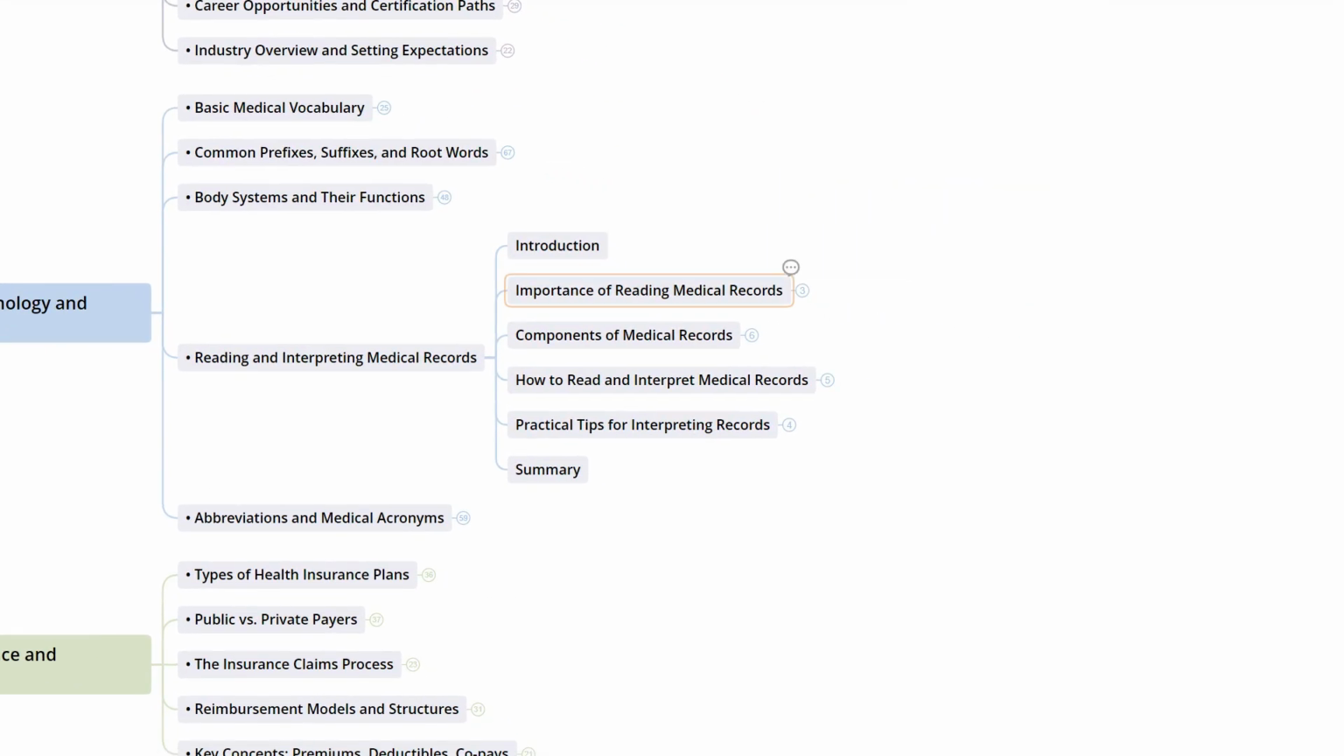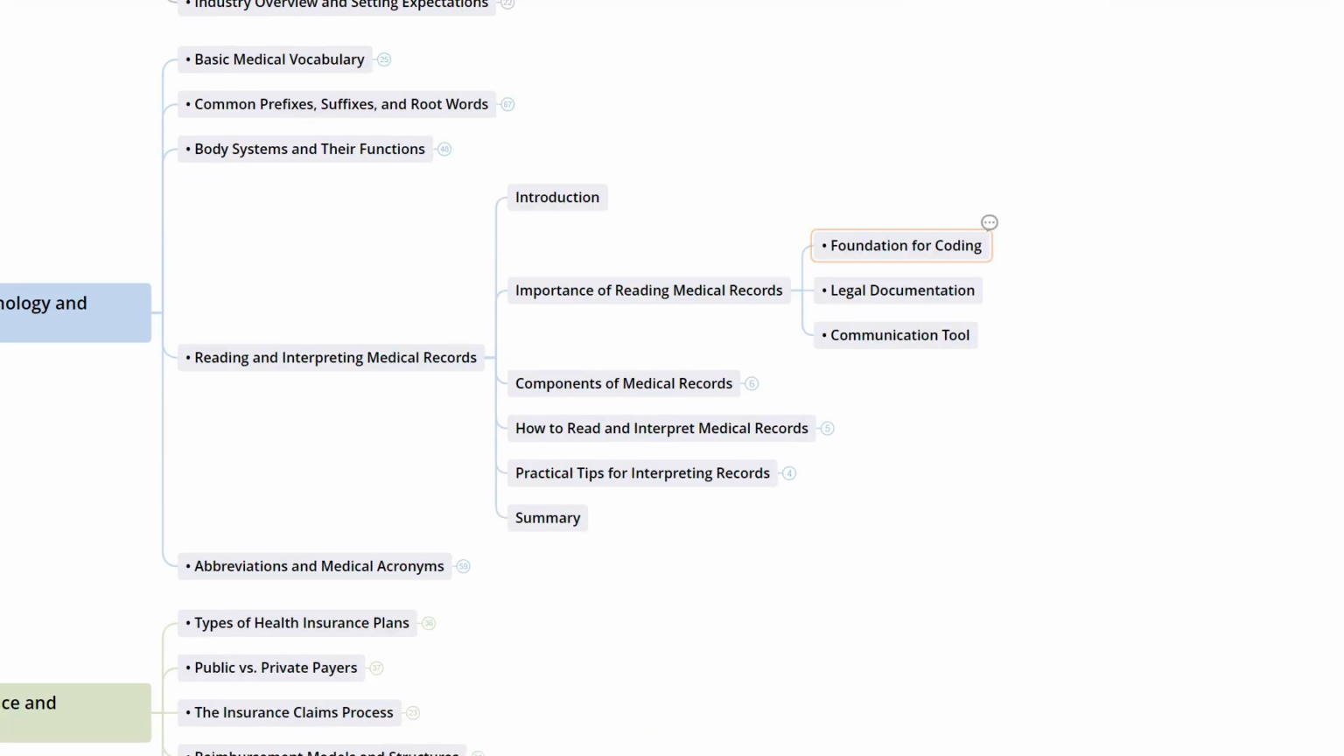Importance of reading medical records. Foundation for coding. Medical records provide the detailed clinical information necessary to assign correct diagnosis and procedure codes. Legal documentation serves as a legal record of care, compliance, and billing accuracy. Communication tool: facilitates effective communication among healthcare providers, coders, and billers.